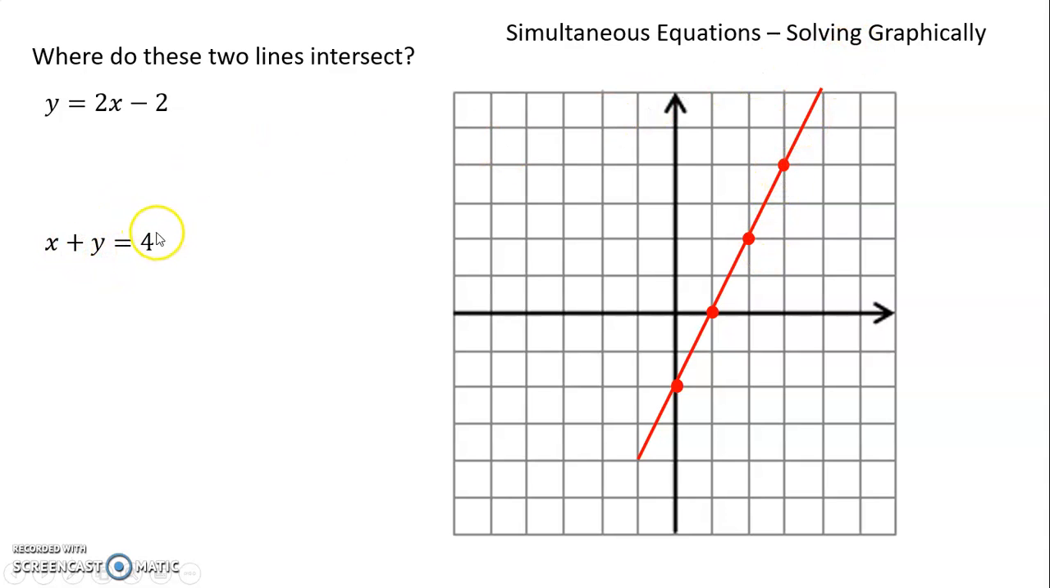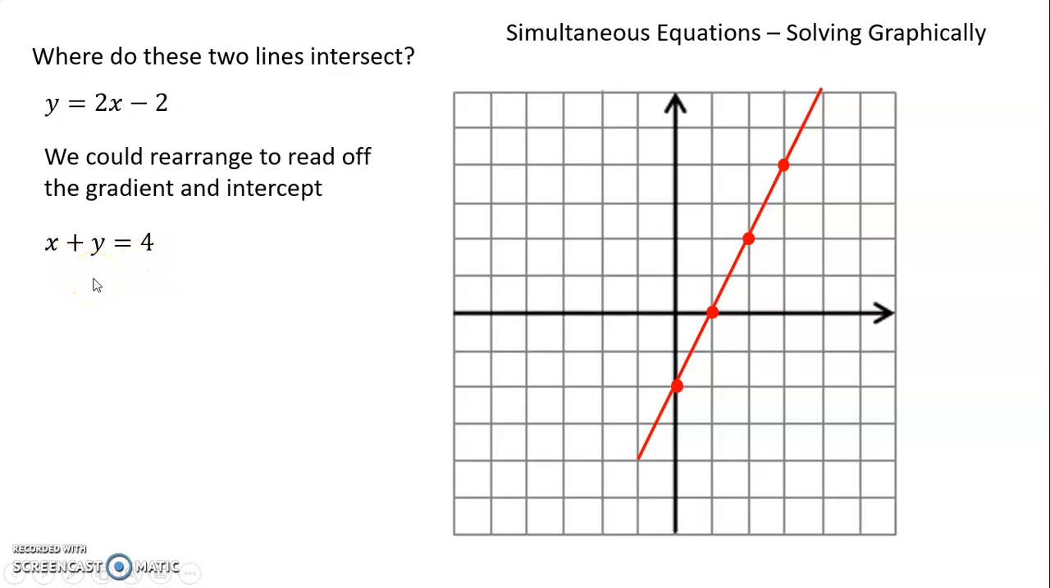So moving on to the next equation then, I've got two options. I could rearrange it so that it's in the form y equals mx plus c, and then I could read off the gradient and intercept and use that method. So what I would have to do then is subtract x from both sides. So now I can see the intercept is 4 and the gradient is -1, so along 1 and down 1.